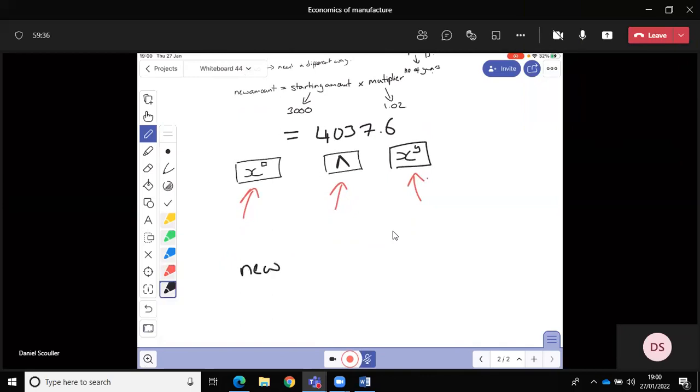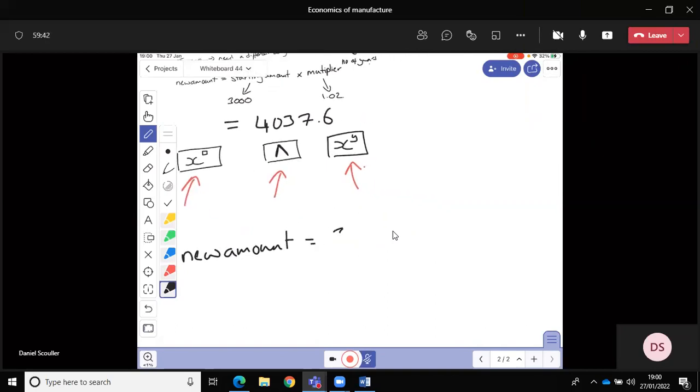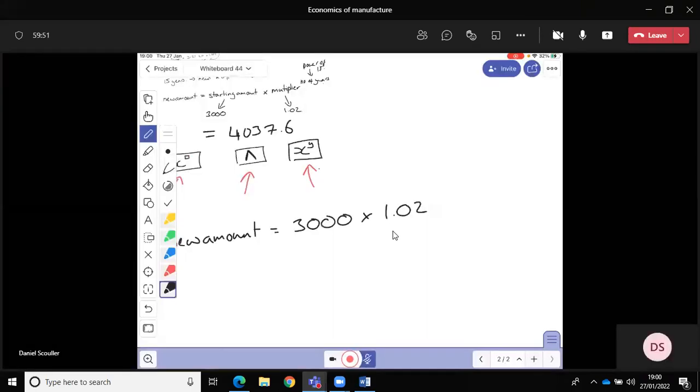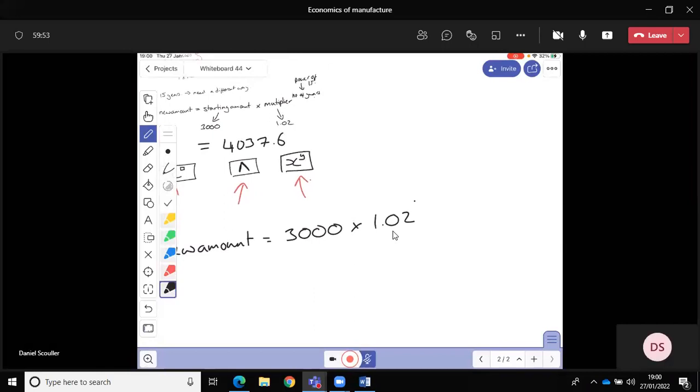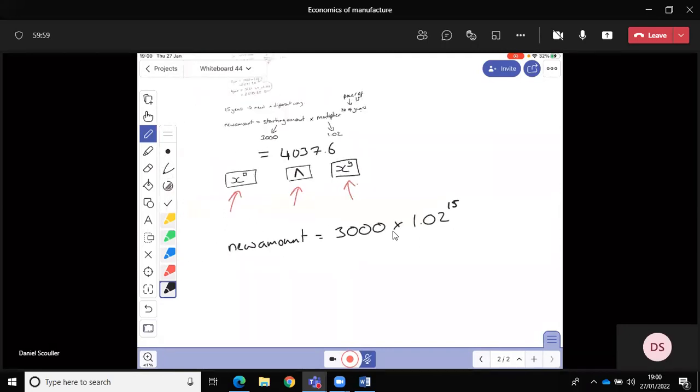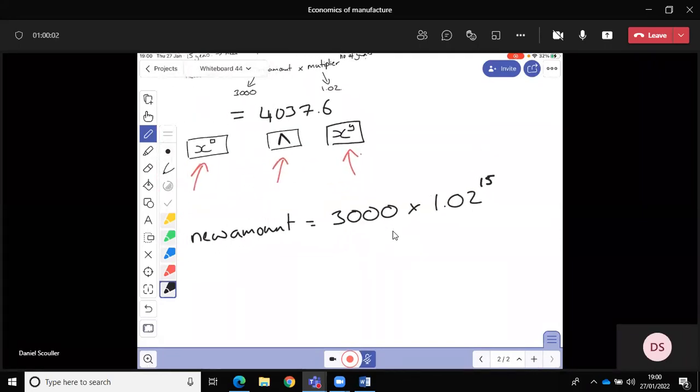If anyone's not getting 4037 from that, I'll just write that out a wee bit better. So the new amount equals our starting amount, which was 3,000, multiplied by 1.02, which is our multiplier, and then to the power of 15. That 15 is the amount of years. That's given us 4037.